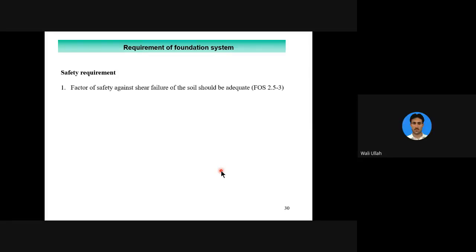Bilkul theek hai. These two are geotechnical requirements. Factor of safety against shear failure of the soil should be adequate.